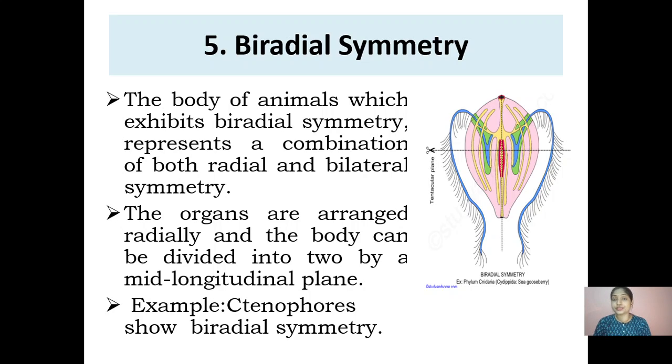Moving on to the last symmetry, that is biradial symmetry. Here the body of animals which exhibit biradial symmetry represents a combination of both radial and bilateral. So if both radial and bilateral are put together, we get biradial symmetry. The organs are arranged radially and the body can be divided into two by a mid-longitudinal plane. Examples include Ctenophora.